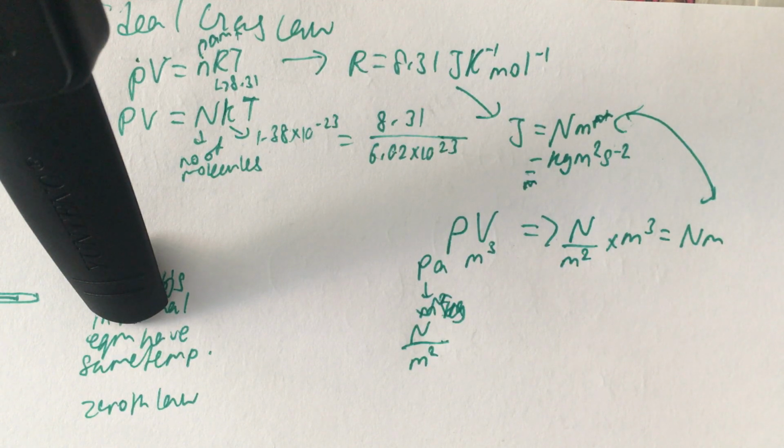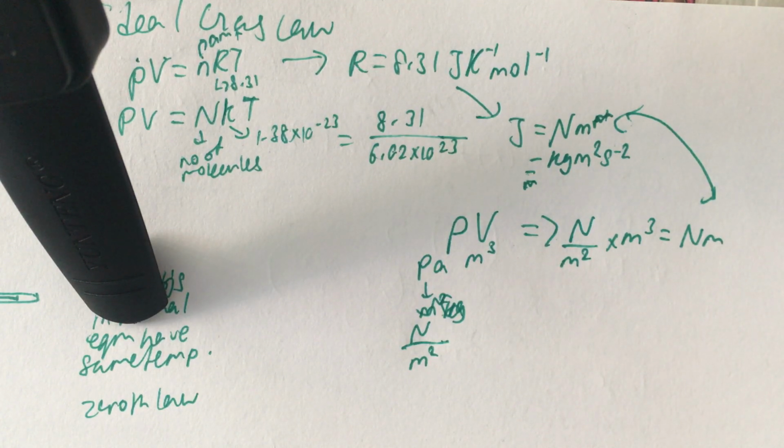Now, joule is Newton meter, right? So you will get Newton meter if you times Pascal and meter cube. Simple as that. So that's how you remember the units to use for pressure and volume. That's all I had wanted to say for that point.